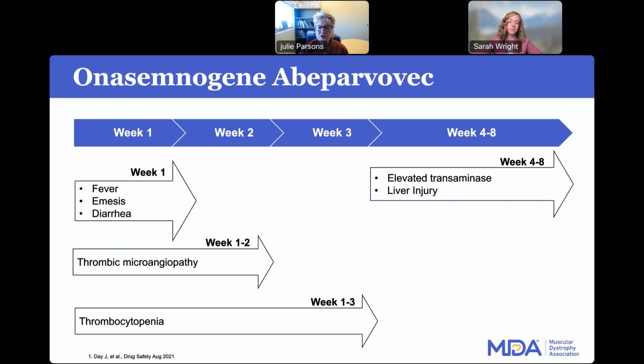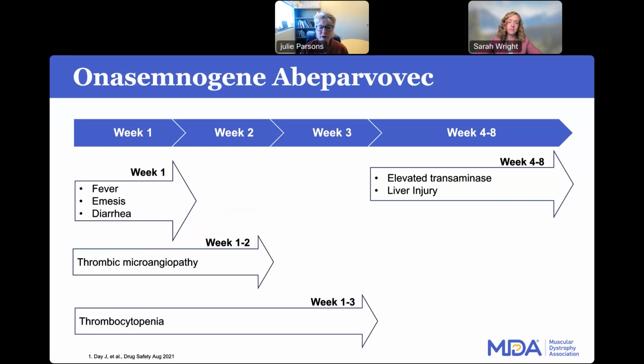So with onasemnogene, it is higher risk, and we do see side effects. In week 1, when we give onasemnogene, we can expect the kids to have low-grade fever, vomiting, diarrhea, and malaise. They're viremic, they don't feel great.